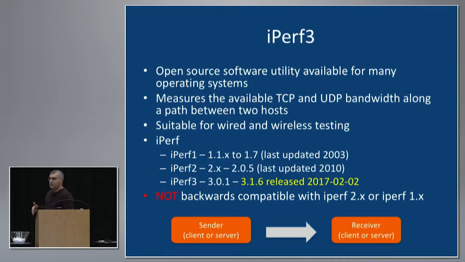iPerf3 and iPerf2 and 1 work pretty much the same way. The concept is a sender, or something that sends traffic, and then a receiver that receives traffic. And you use a command line to set up the sender and receiver, and they send data back and forth between the two different host machines.